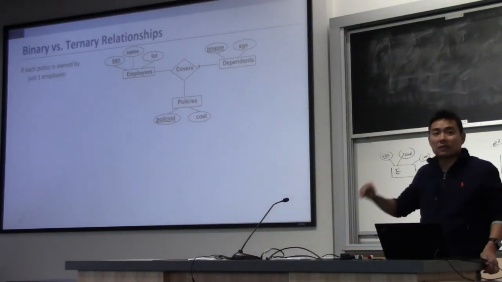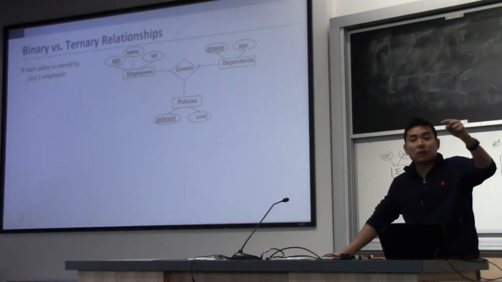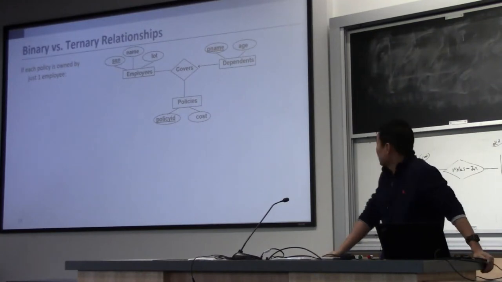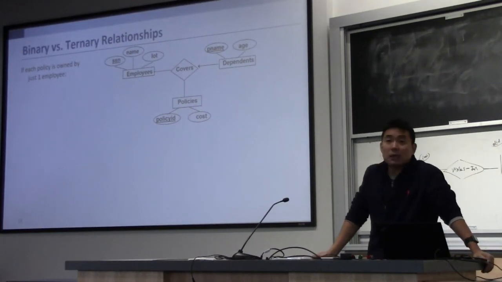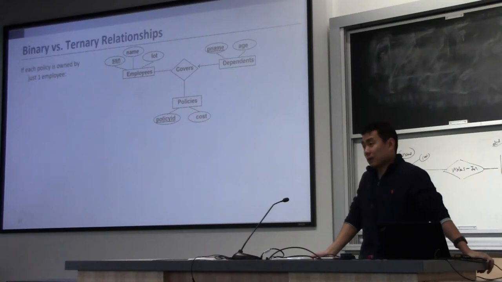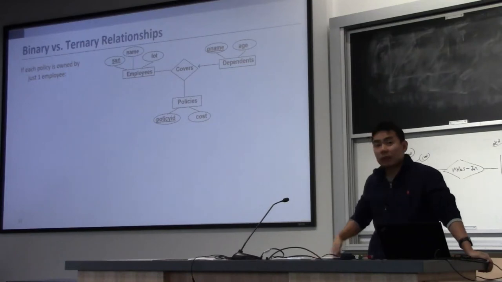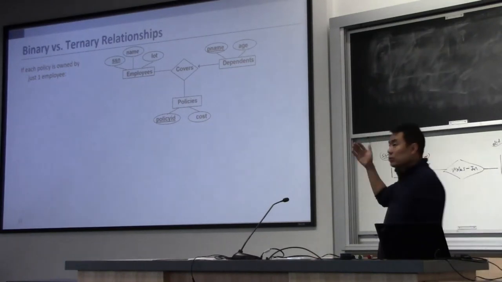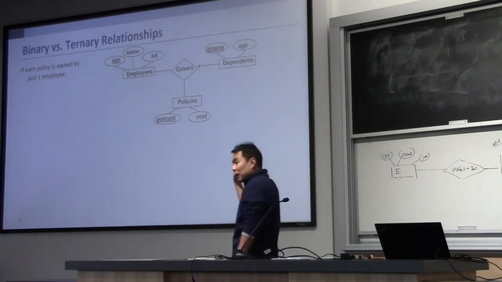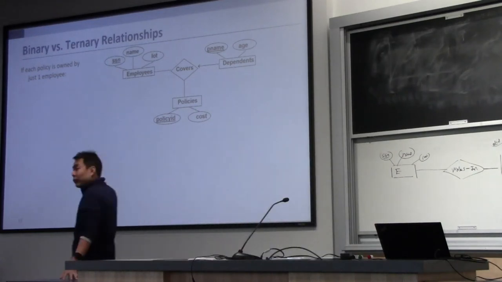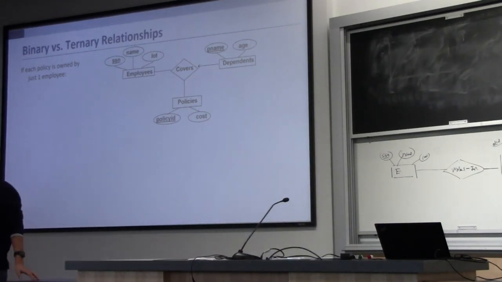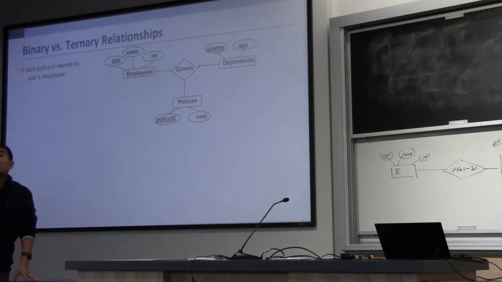So let's say I want to capture that. So employee may purchase policies, healthcare policy. An employee may have dependents. And when they purchase policy, they choose to not only cover themselves, but cover their dependents too. Do you follow the sequence so far? So that becomes a ternary relationship set, right? Because not only employee and policies are involved, dependents are involved as well.